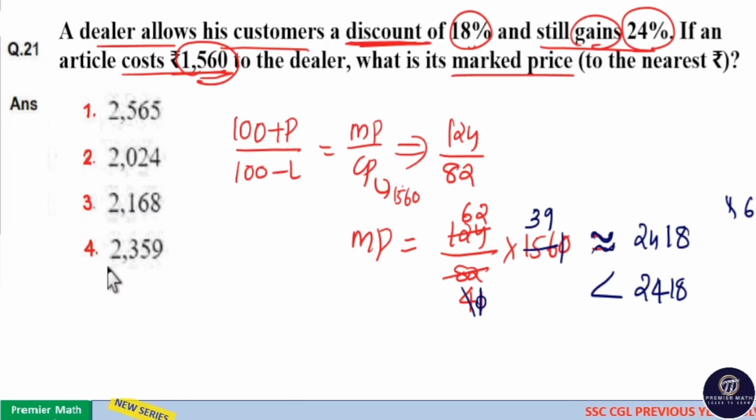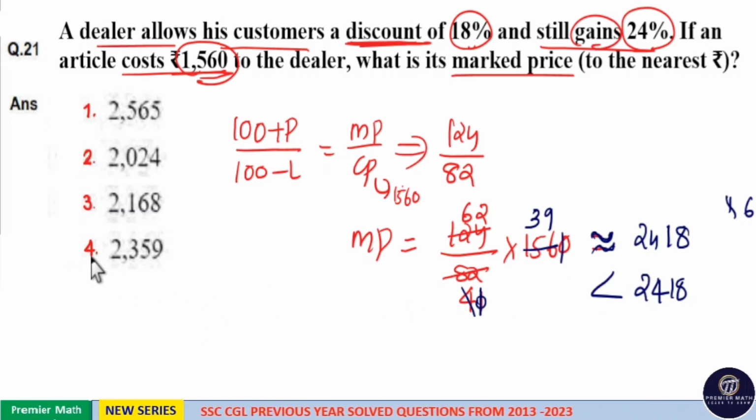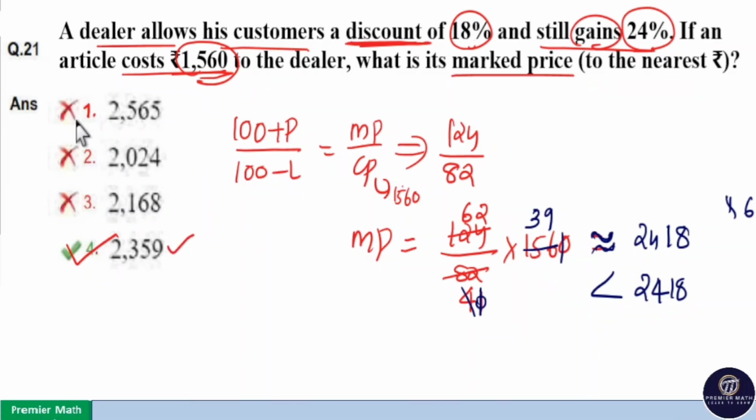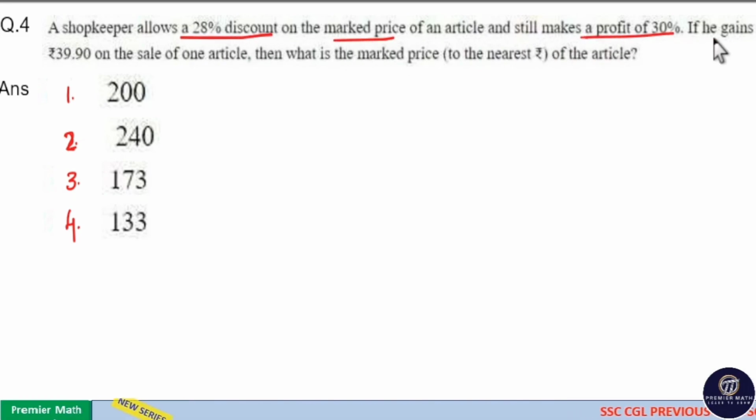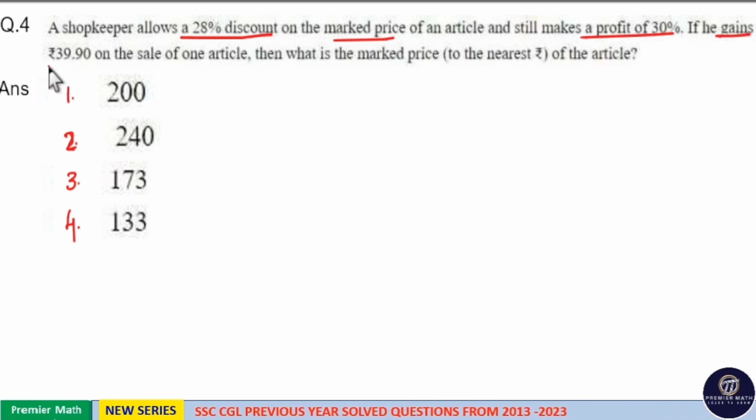Now if you look at the value, nearly 2400 is option 4. Option 4. So this is your value. A shopkeeper allows a 28% discount on the marked price of an article and still makes a profit of 30%. If he gains 39.9 rupees on sale of one article, then what is the marked price of the article?